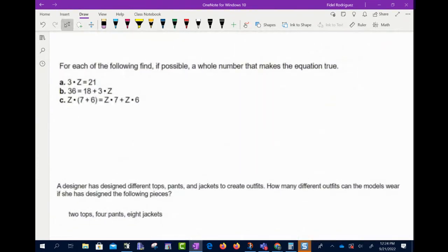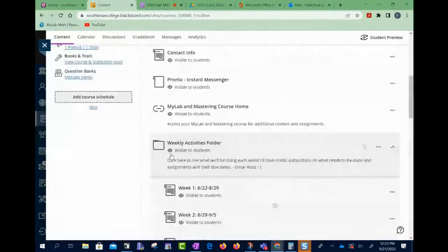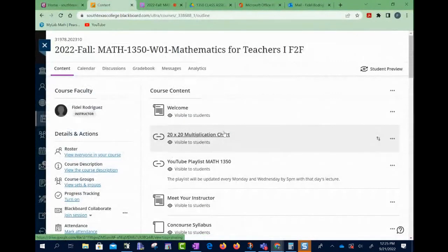Okay, so for the next problem that I have here, it says, for each of the following, find, if possible, a whole number that makes the equation true. Okay, so part A says 3 times some number Z is equal to 21. I don't know if I did this or not. And I think I said I was going to do it, and I don't know that I did. Yes, here we go, guys.